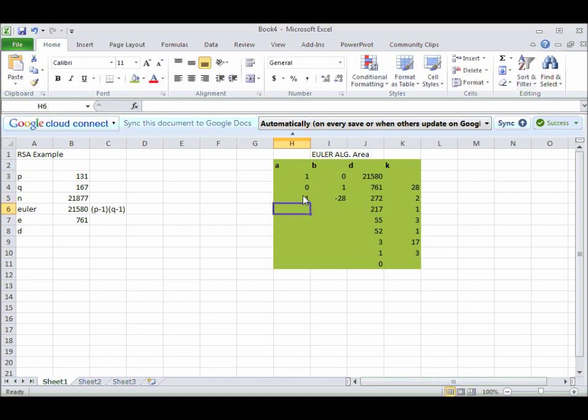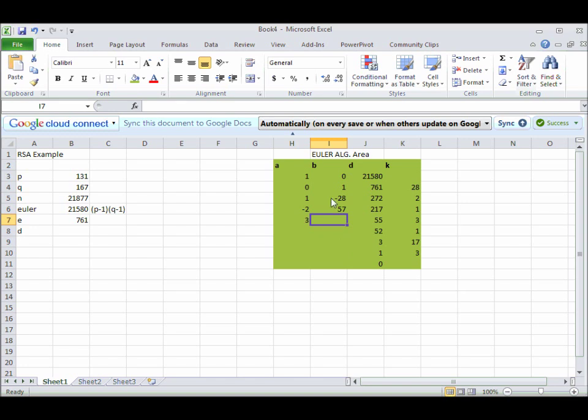We do the same algorithm here. We do 0 minus 1 times 2, which is negative 2. And here we go, 1 minus negative 28 times 2. So 28 times 2 is 56, so that's 57. 1 minus negative 56 is 57. All right. 1 minus negative 2 is 3.